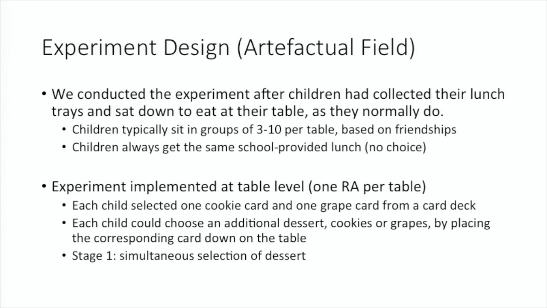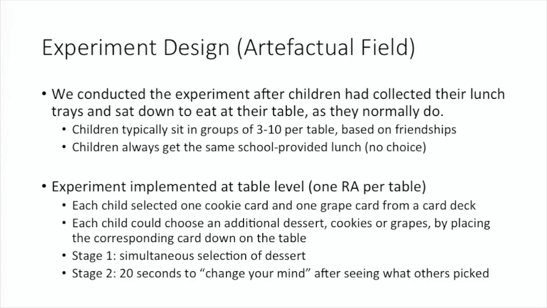So we have 2 stages here. In stage 1, there's a simultaneous selection of desserts. Everybody collects their cards, they play the card that they would like, and then we give them about 20 seconds, and then we surprise them by saying, now you can look around the table and see what other people have chosen, and you can change your mind if you want by changing your card. So this is stage 2. And we can look at the results after stage 1, because we record their initial choices, and after stage 2, because we record their final choices.